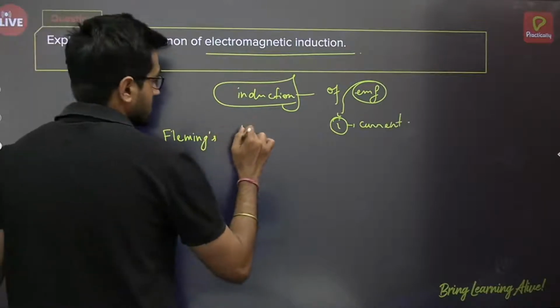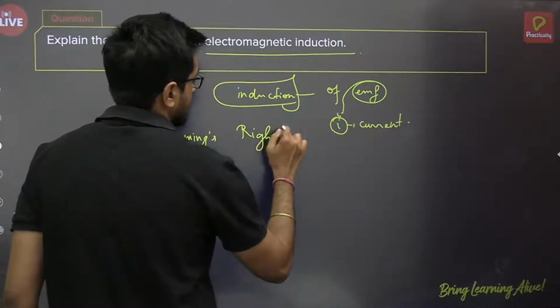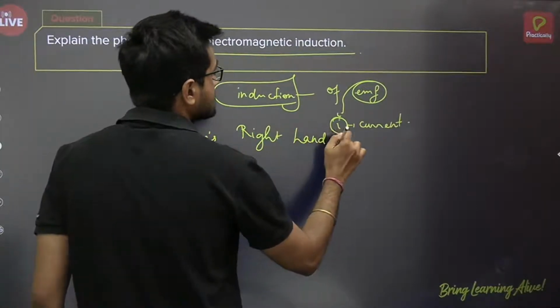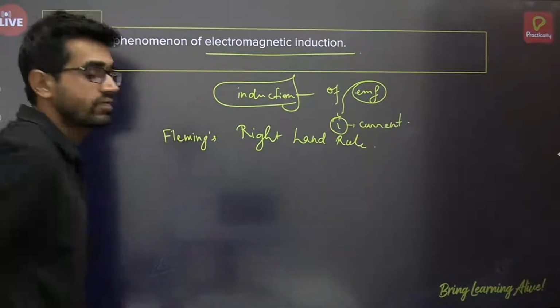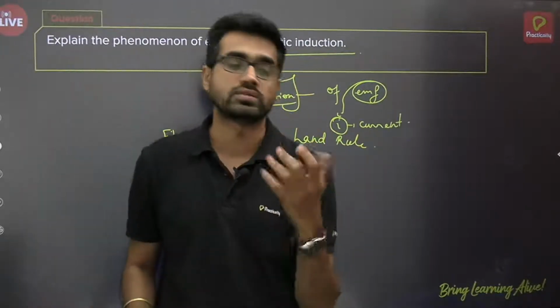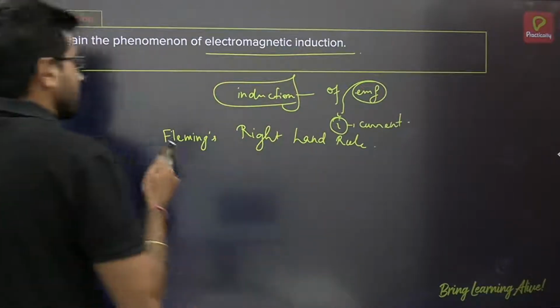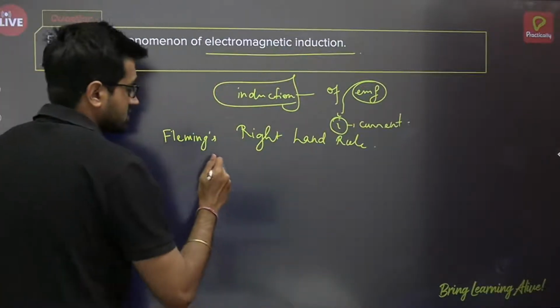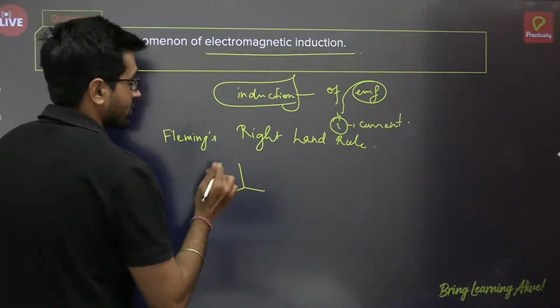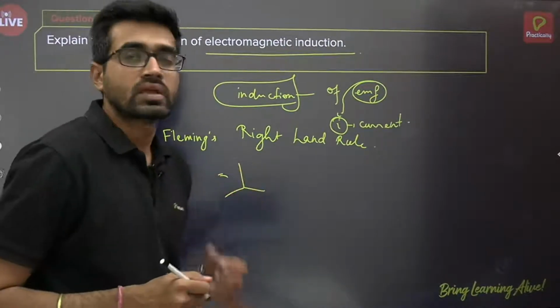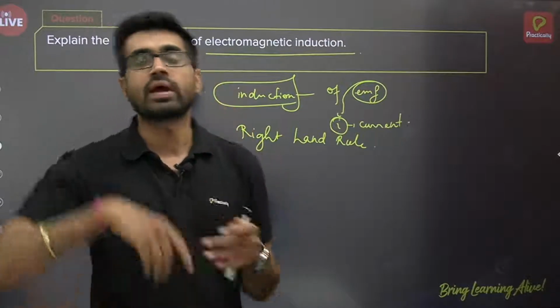So Fleming's right hand rule, okay? Fleming's right hand rule is used for generators. Fleming's left hand rule is used for motors. So left hand is for motors, right hand is for generators. In case of the right hand rule, what happens? There are three different axes.